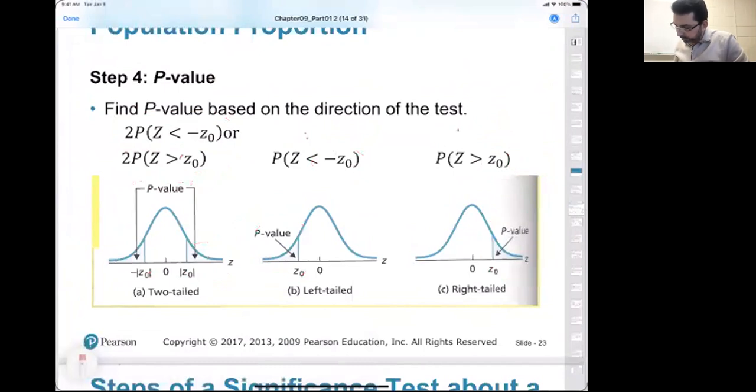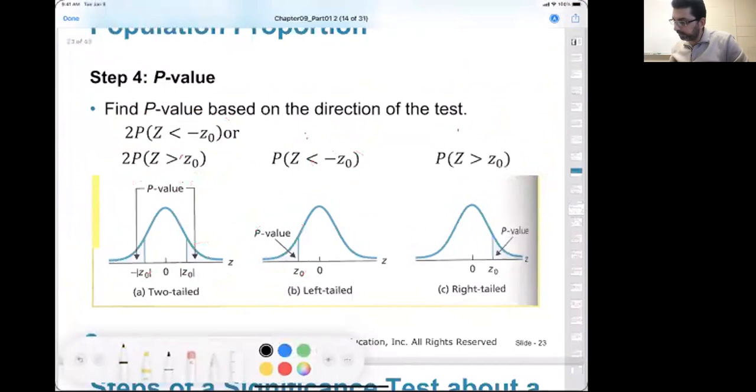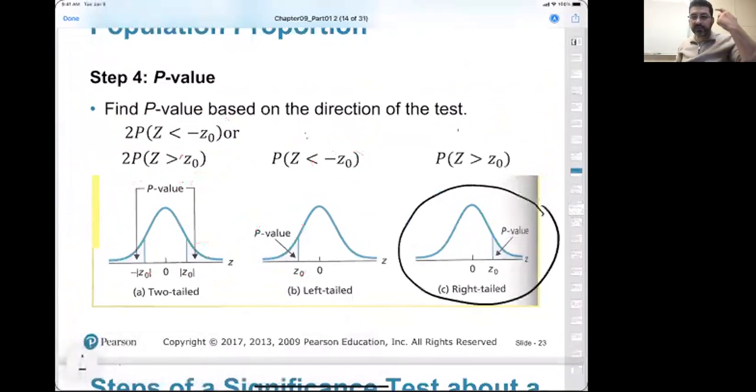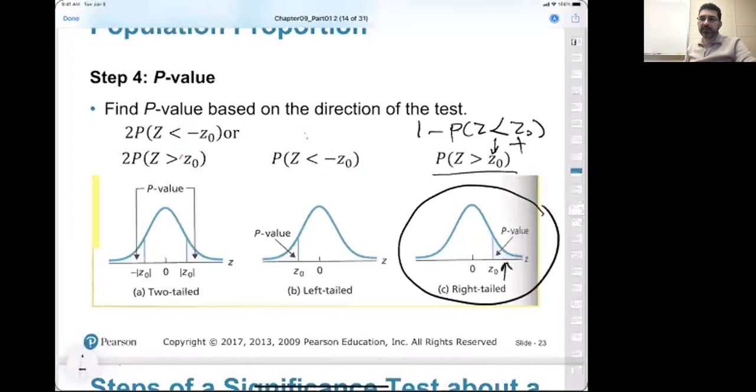As you can see here, if you have a right-tailed test, which means that the alternative is greater than p naught, you need to find the probability that Z is greater than the test statistic value Z naught. Here, the test statistic value will be positive, which means you need to find the right area of Z naught. So you will apply the complement rule: 1 minus the probability that Z is less than the value of the test statistic Z naught. Of course, you can find this probability from the table and subtract it from 1, so you have the p-value.